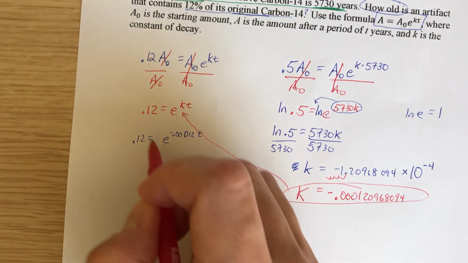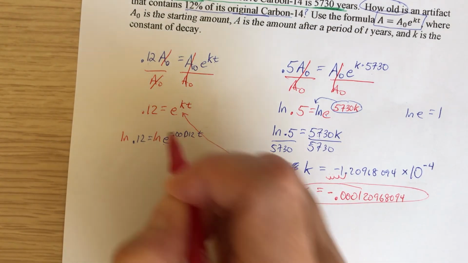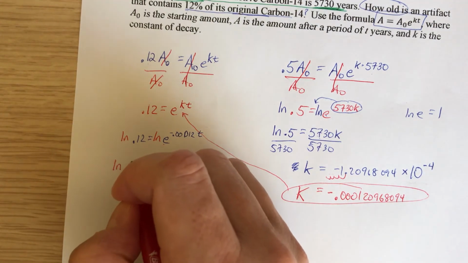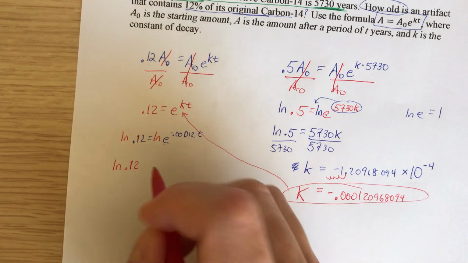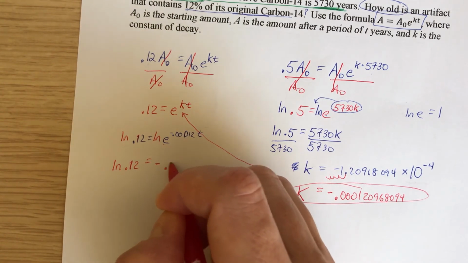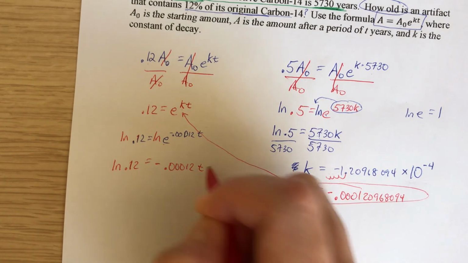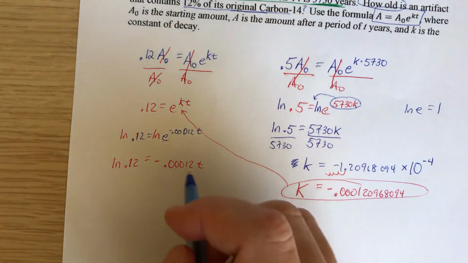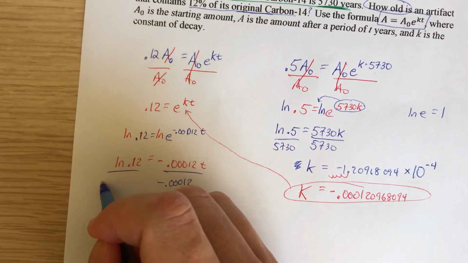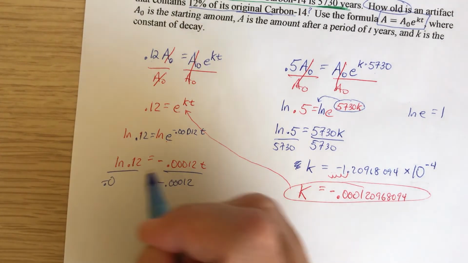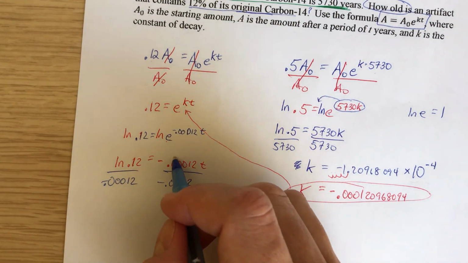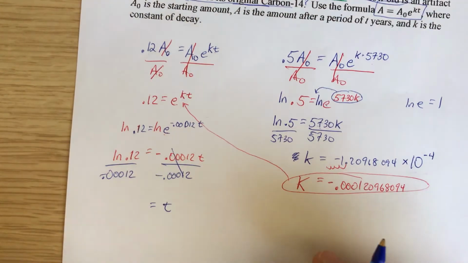Now, how do we solve this? We're going to take the natural log again of both sides because we have a base of E. The natural log of 0.12 equals, this just becomes negative 0.00012 times T. How do we undo multiplication? We divide. And what we get is the time.